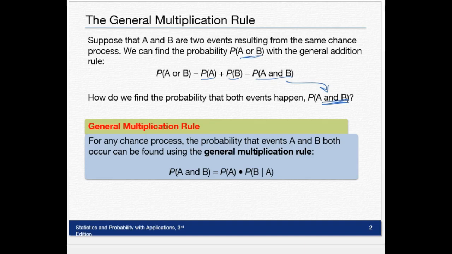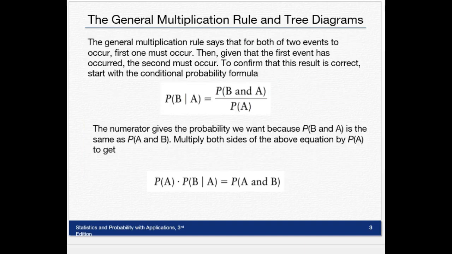All right? So let's look at this. Where did this come from? So the general multiplication rule says that for two events to occur, first one must occur. Then, given the first event has occurred, the second one has to occur. To confirm that this result is correct, we start with the conditional probability formula. And this is what we did in a previous video. Hopefully it looks familiar. Okay?